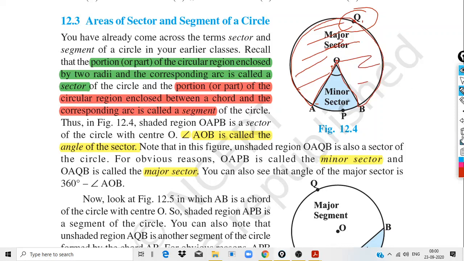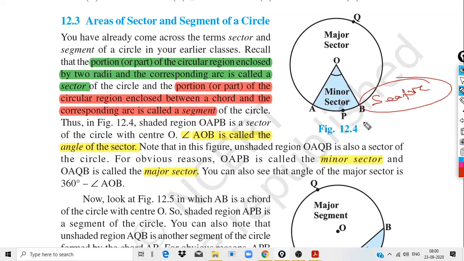Whenever we are saying only sector, then we mean the minor sector. Whenever we are saying only sector, please assume that it is the minor sector. Otherwise, if you are saying major sector, then it will be called the major sector. Now you know how to name a sector. OAPB will be the name of the minor sector, and OAQB will be the name of the major sector.